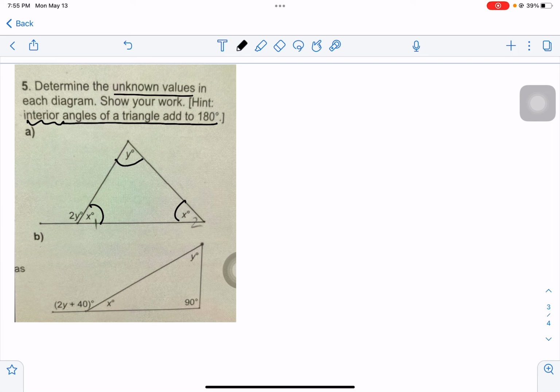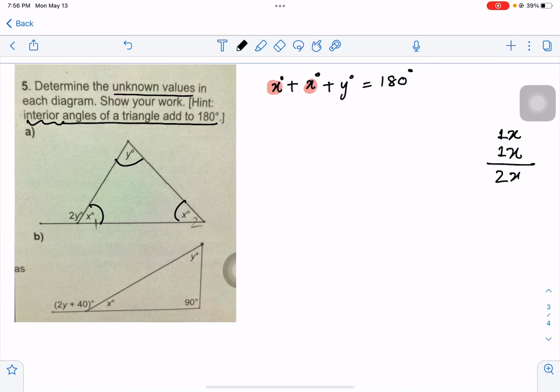So what we have is the hint, the option here being x degrees plus x degrees plus y degrees is equal to 180 degrees. So x is the same variable, so it's like x plus x, remember this. 1 plus 1 will be 2, so 2x. Which means 2x plus y equals 180 degrees. This is the first equation you get.